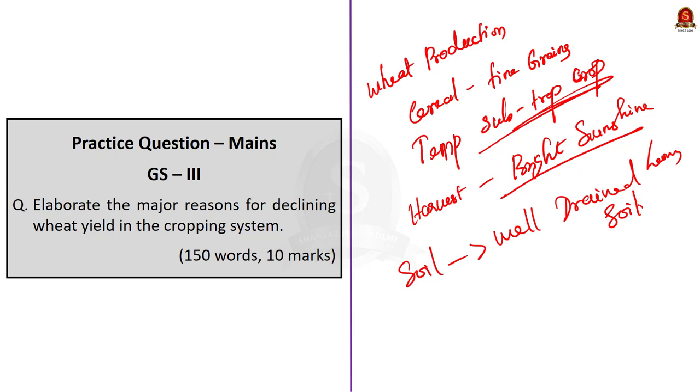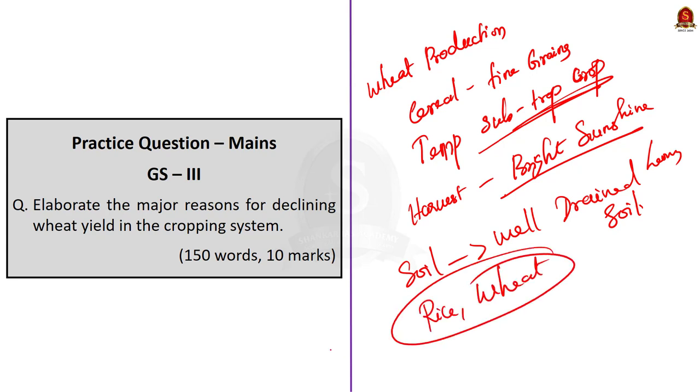See, it is important because India's second most important cereal after rice is wheat. And about 14% of the total cropped area of India is under wheat cultivation. India accounts for 12-13% of total wheat production of the world.